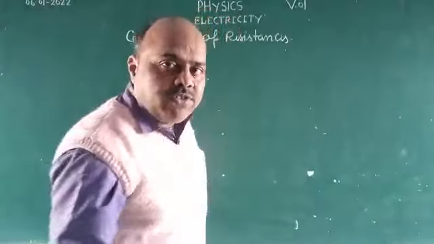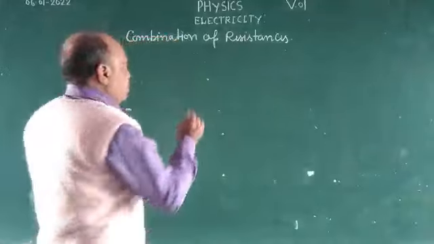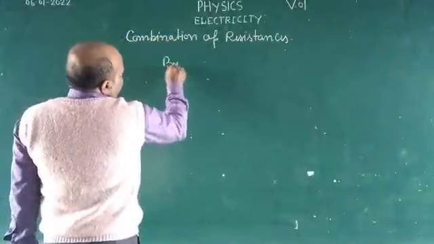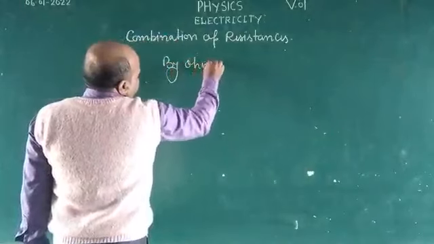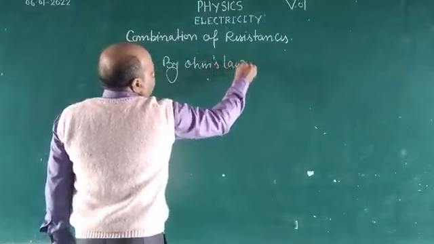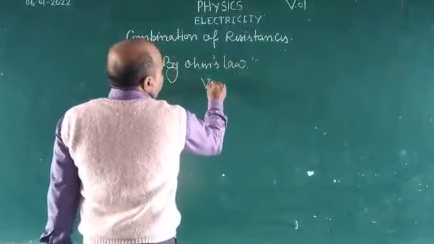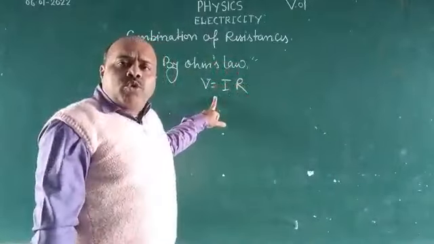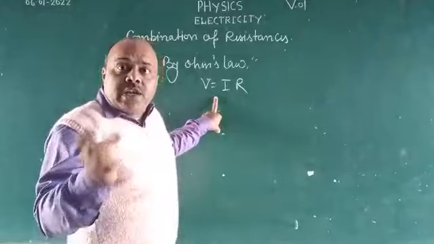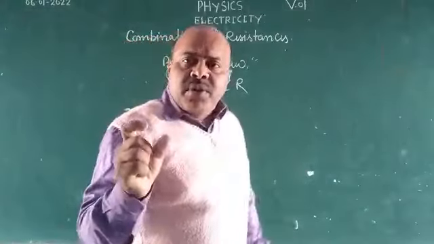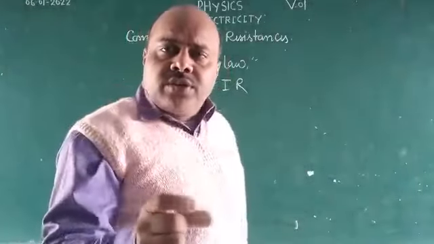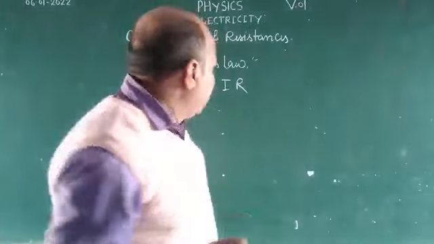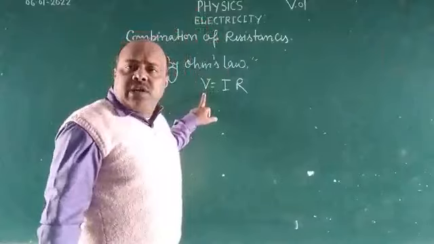Dear student, we can denote resistance by capital R. By Ohm's law, we know that V is equal to IR. You know I told you about Ohm's law. Ohm's law gives us the relationship between the electric current and the potential difference.